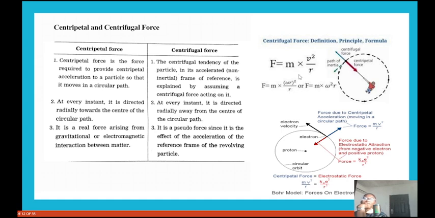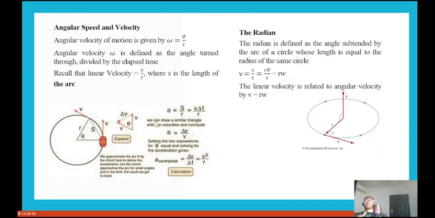One r is going to divide one r, so your F can also be what? Mass multiplied by omega squared, which is the angular velocity, multiplied by r, and you will get your formula. And see, that's what we have here, mv squared over r, which is the centripetal force. So let's proceed. Angular velocity, speed and velocity.